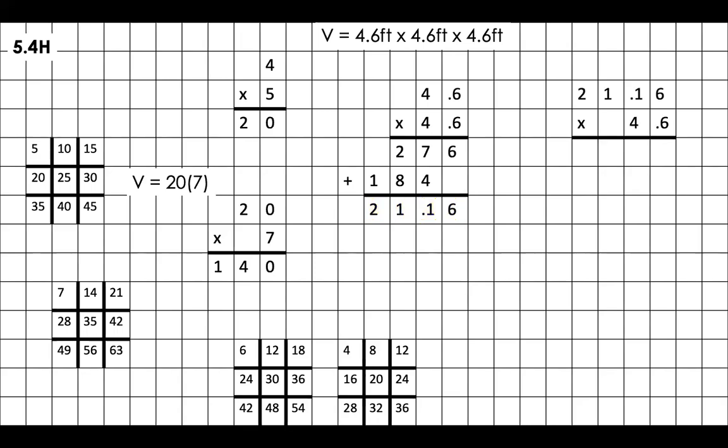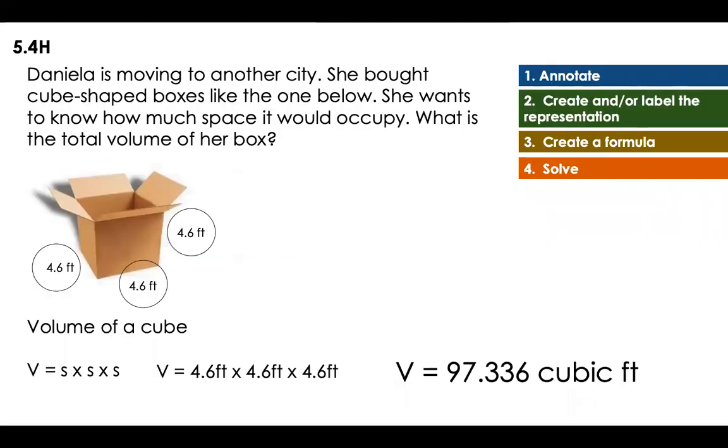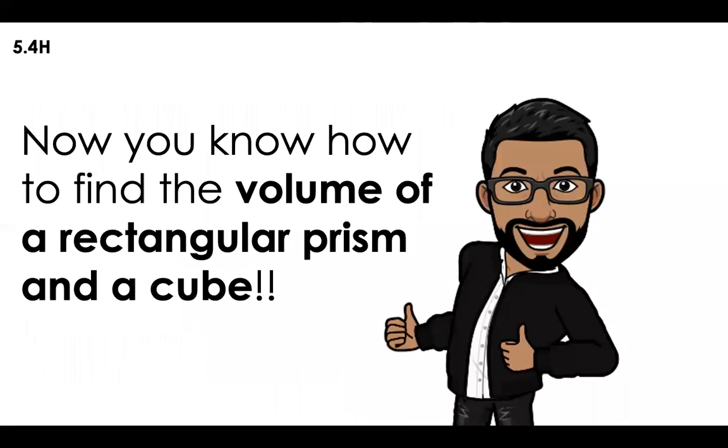And that 21.16, I am going to multiply also by the other 4.6, because remember that it's not 4.6 times 3. No, it's 4.6 times 4.6, and the answer times 4.6. Now I have 3 decimals. That means that my answer is going to be 97.336. Okay, so actually that's my answer. What is the total volume of her box? Her box is 97.336 cubic feet. With that being said, now you know how to find the volume of a rectangular prism and a cube.